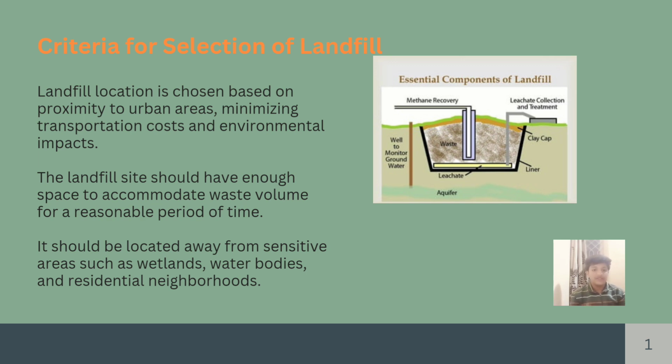Landfill location is chosen based on proximity to urban areas, minimizing transportation costs and environmental impacts. The landfill site should have enough space to accommodate waste volume for a reasonable period of time. It should be located away from sensitive areas such as wetlands, water bodies, and residential neighborhoods.